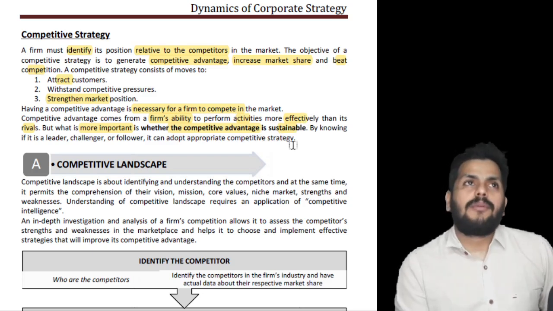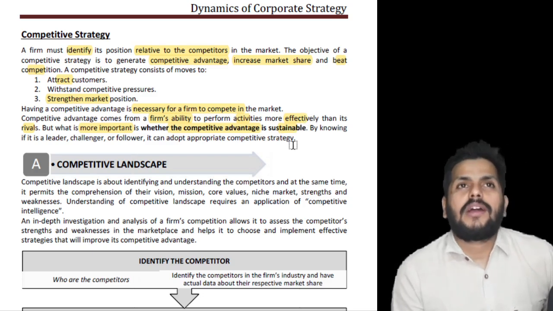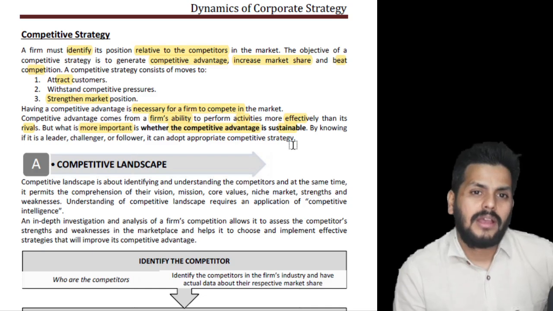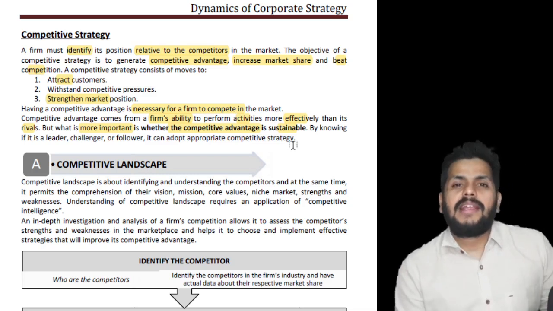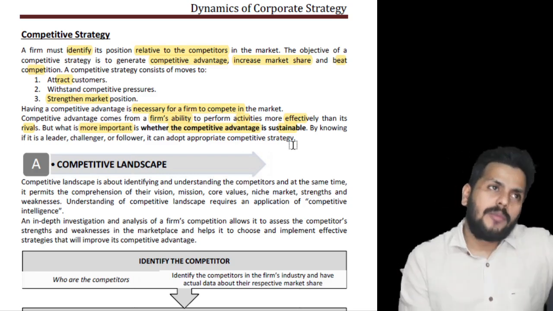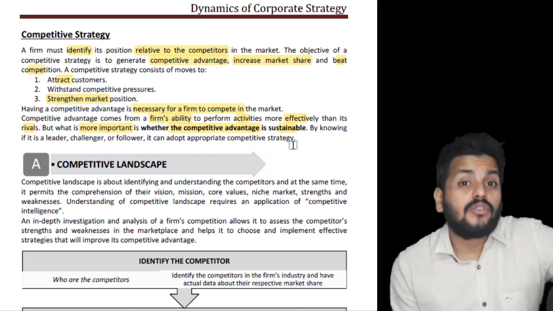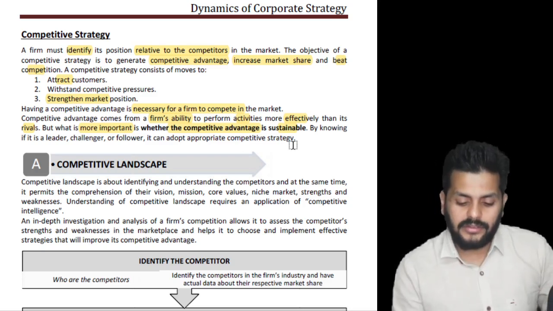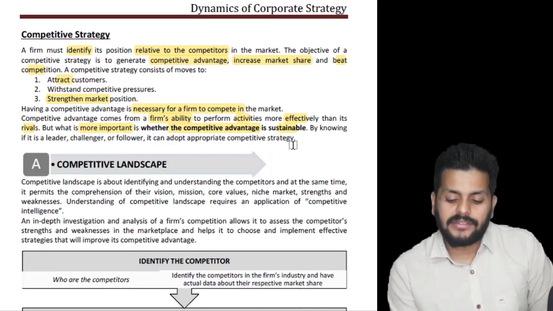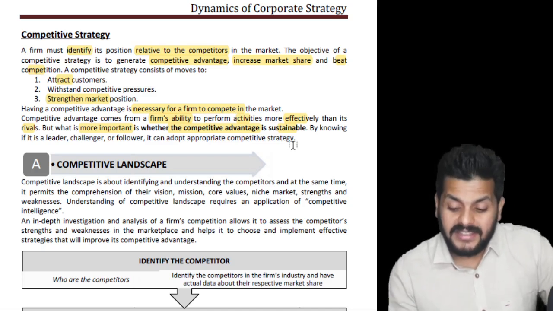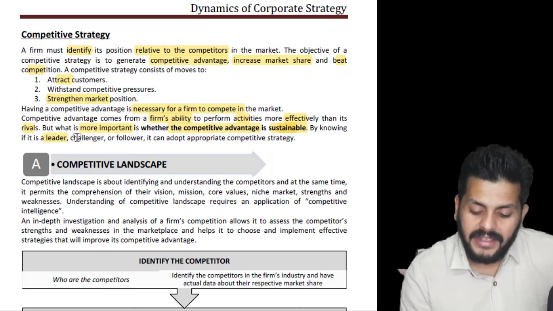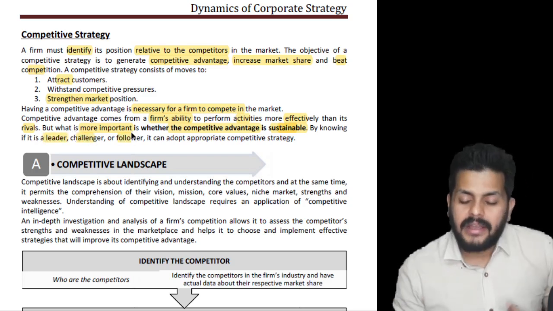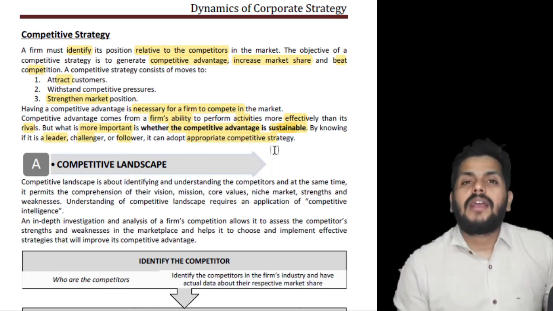And one more very important thing is, nobody told you, or there is no hard and fast rule that you have to always be a leader in the market. You should not be a follower in the market. Nobody told you that. You be a leader, you be a follower, you be anybody in the market, but do justice to whatever you are supposed to do. Check this out. But what is more important is whether the competitive advantage is sustainable. By knowing if it is a leader, challenger, or a follower, the firm can adopt an appropriate competitive strategy.